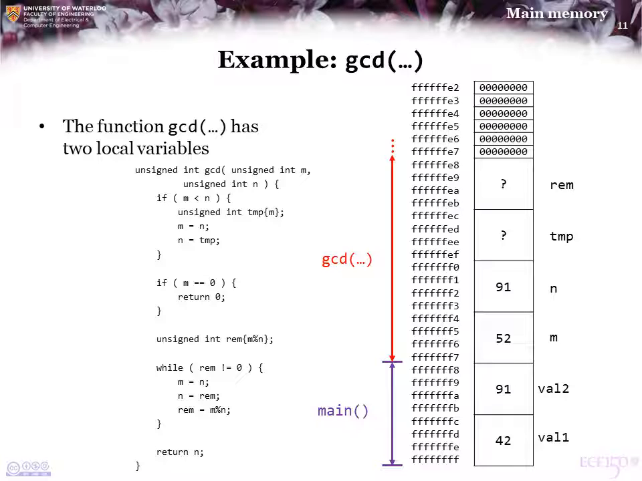The GCD function also has two local variables, temp and remain. So now we can assign the memory for those two local variables. They would just be assigned in the space above the memory allocated for the parameters of the GCD function.